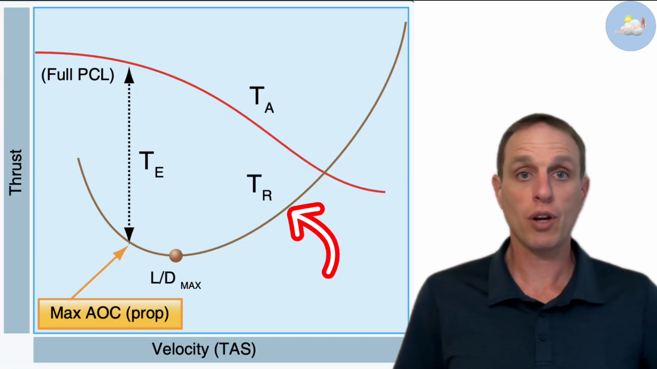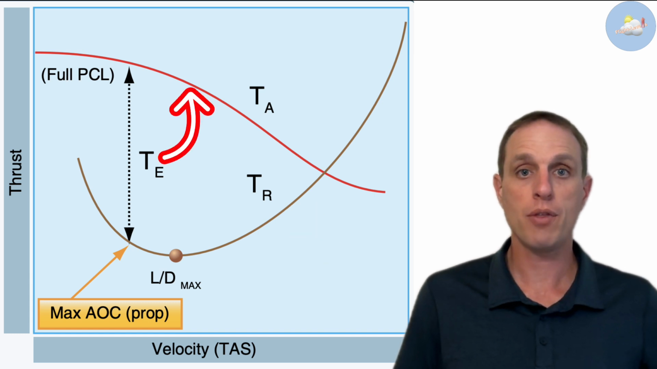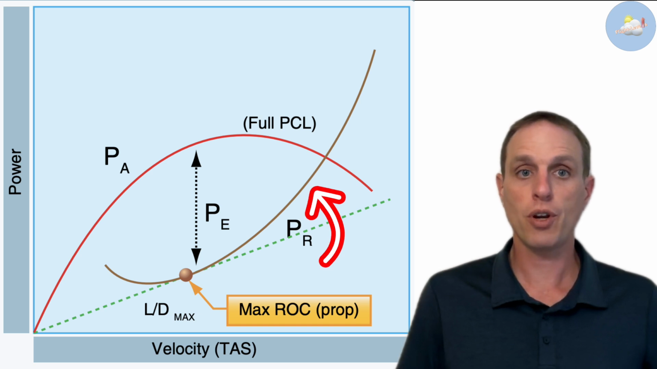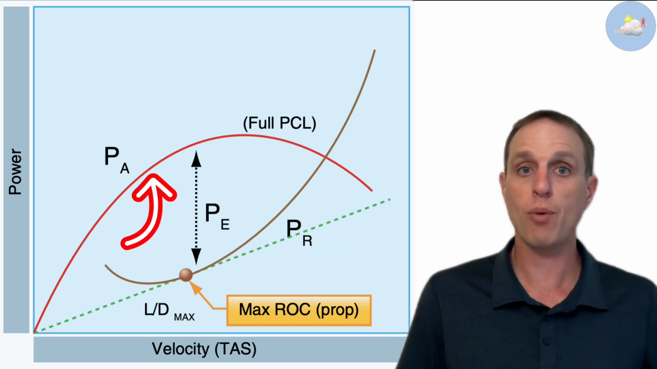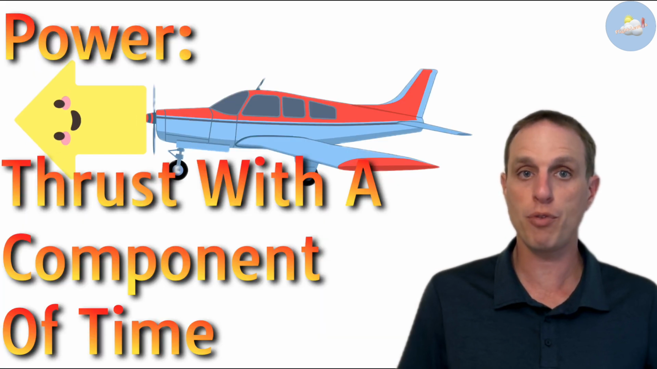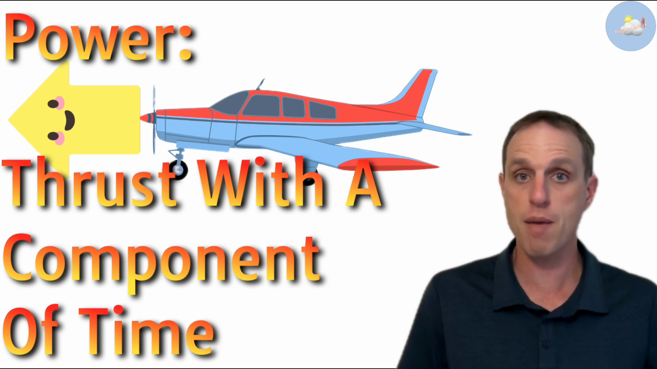Today we covered the curves of thrust required and thrust available to find Vx. We also looked at the curves of power required and power available to find Vy. Remember, the key to understanding power is to think of thrust with a component of time.